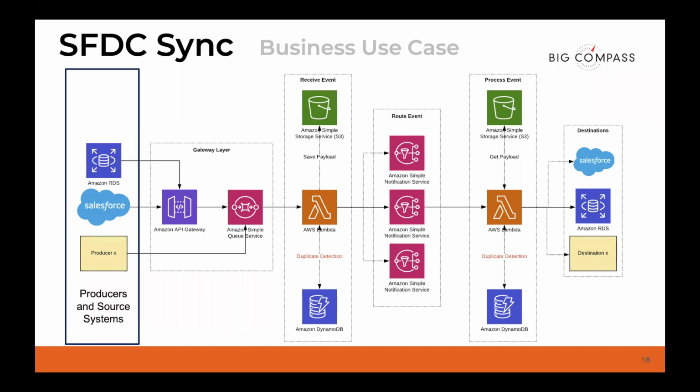So don't worry too much. There's a lot on the screen here. I'm going to walk you through it from left to right. So on the left-hand side of the screen, we have producers and source systems. And what I mean here is that we set up, I'm going to call it a framework.